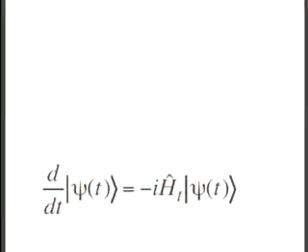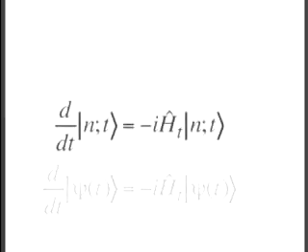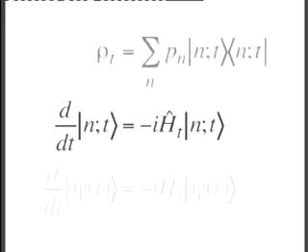The Schrodinger equation is the Schrodinger picture way of defining the dynamical evolution of a quantum system. In the general case, we have to solve the equation for each eigenvector of the density matrix, from which we can reconstitute the density matrix itself.